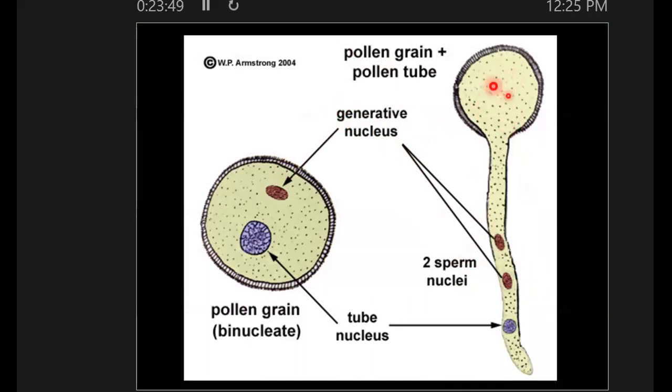So once it lands on the stigma, that will kick in if everything's going okay. There's usually some chemical signaling that goes on between the stigma and the pollen. And if everything's a green light, then the tube cell starts to grow down the female part of the flower. It's got to reach the ovary and the ovules where the megagametophyte is.